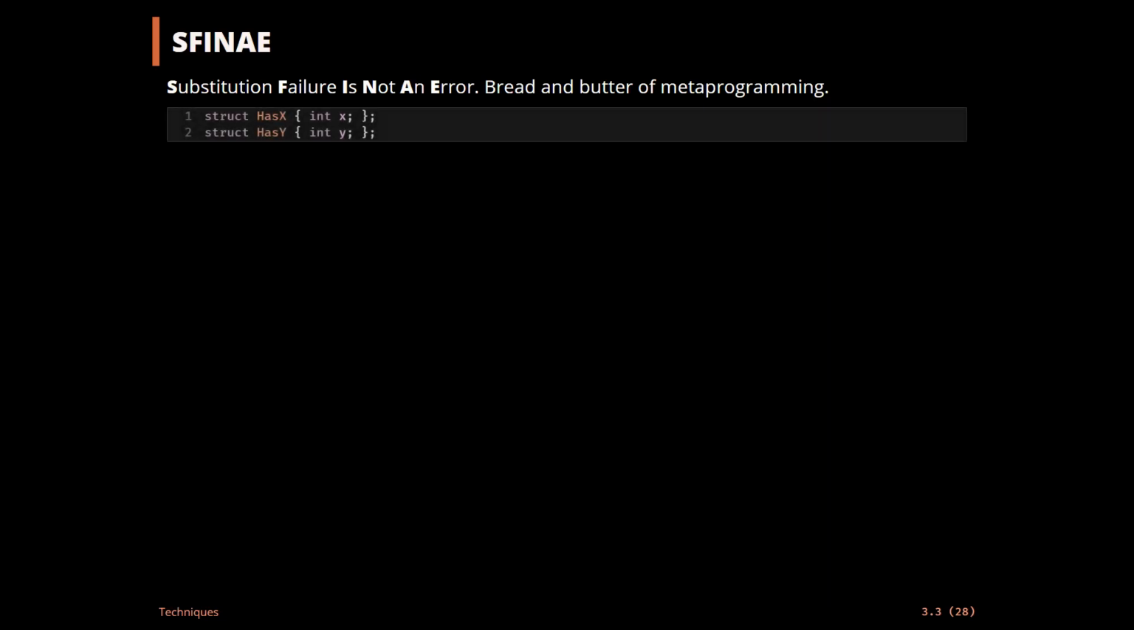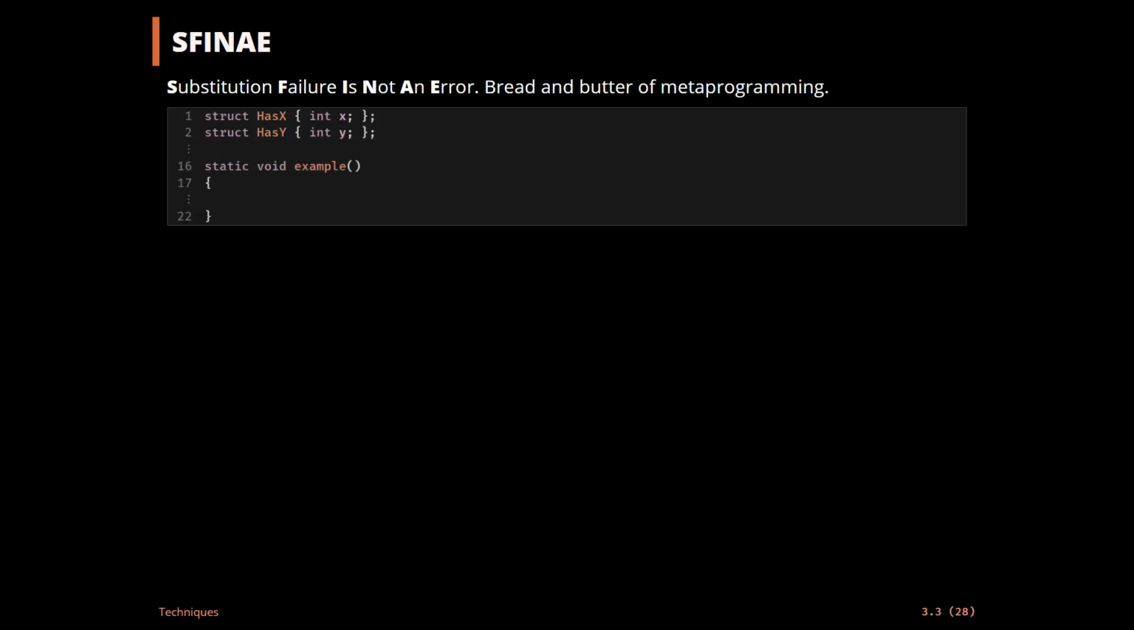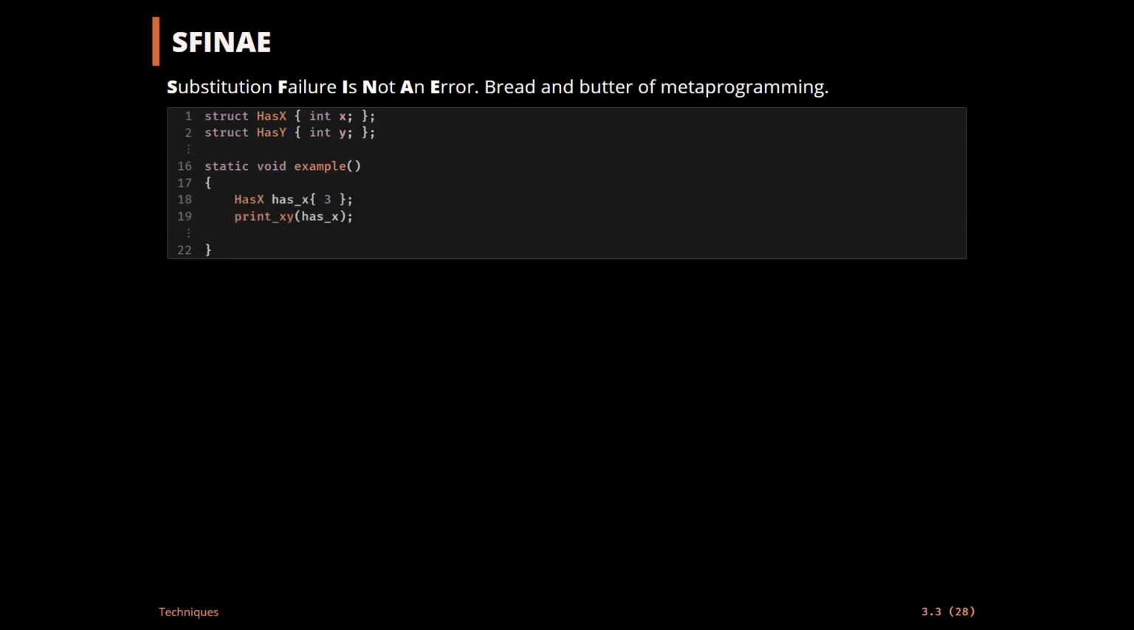So, we have these two structs. One struct has a field x, and another struct has a field y. I've named them HasX and HasY, and that will not be confusing at all. So, we have this example code here, and in there we're just going to create a HasX. And this HasX object we're going to use to call this function printXY.